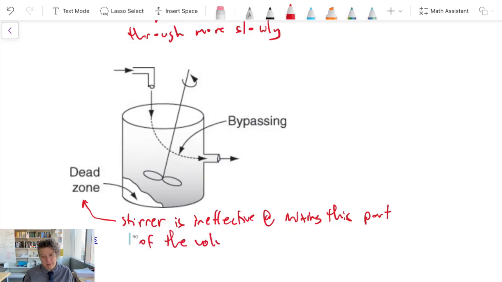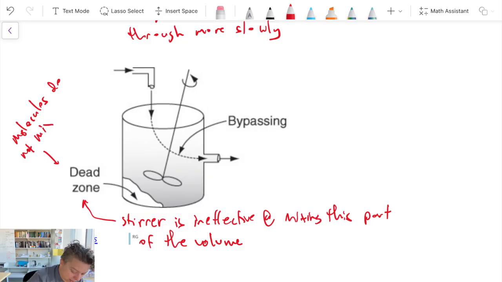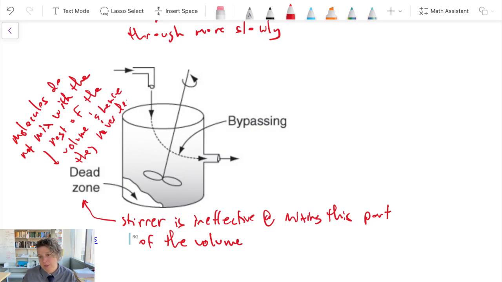And you might have seen examples of such things in your real life when you're trying to mix something and part of that volume doesn't get quite mixed. That can happen in a reactor as well. That's called a dead zone. In the dead zone, the molecules do not mix with the rest of the volume, and hence they never leave. So those molecules in that dead zone, they're trapped.